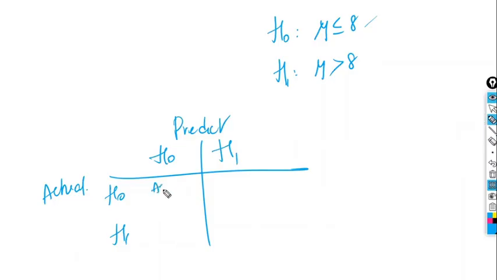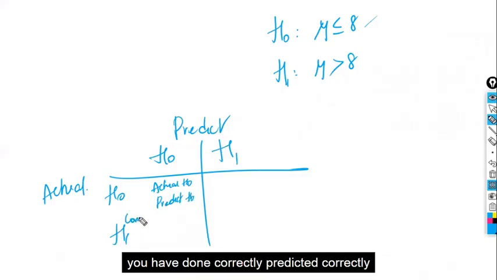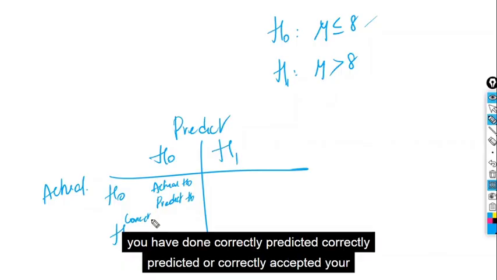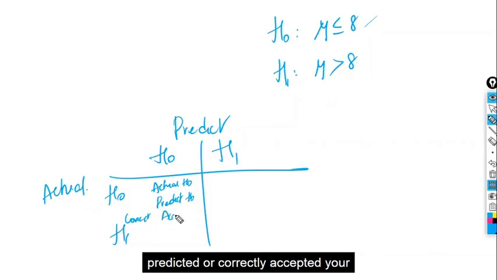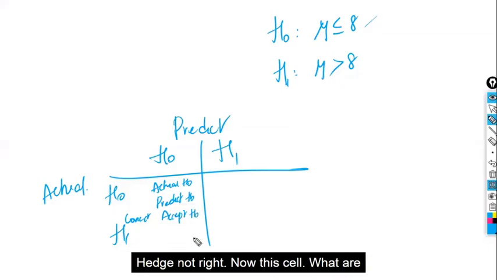Actual is H0 and predicted also H0. Means you have correctly predicted, or correctly accepted. You are accepting the H naught. You are correctly accepting the H naught, right?